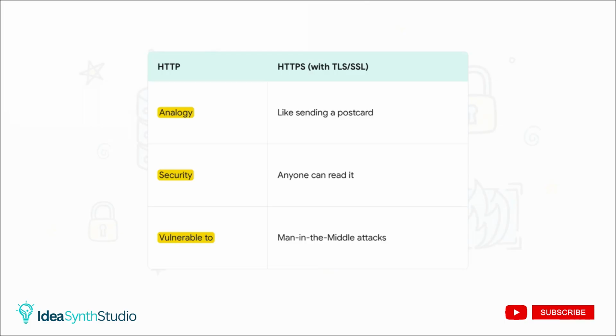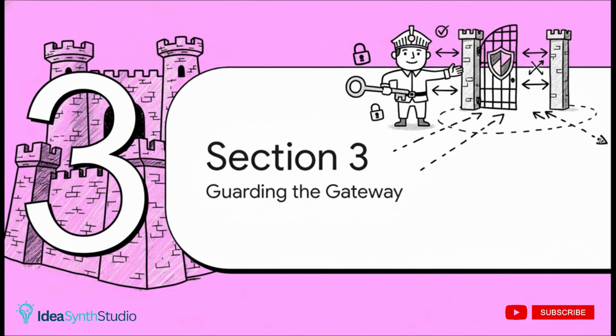And this visual just perfectly illustrates the difference. Using standard HTTP is like sending your data on a postcard. I mean, anyone who gets their hands on it can read it, plain as day. But using HTTPS, which is powered by that TLS encryption we were just talking about, is like sending it in a sealed, armored briefcase. This is what prevents those man-in-the-middle attacks, where some bad actor tries to listen in on your connection.